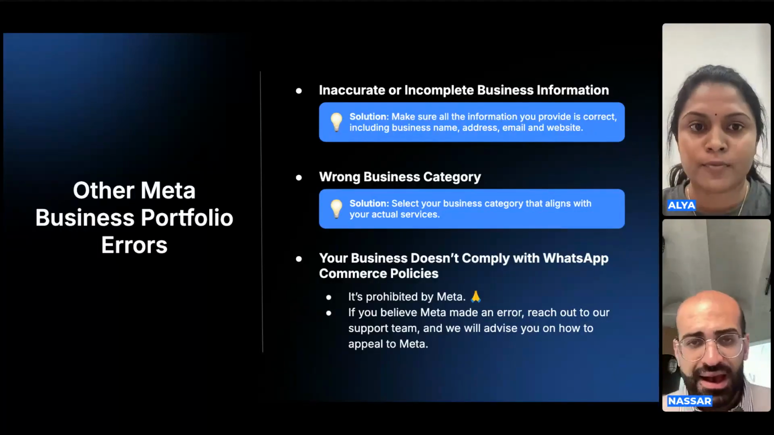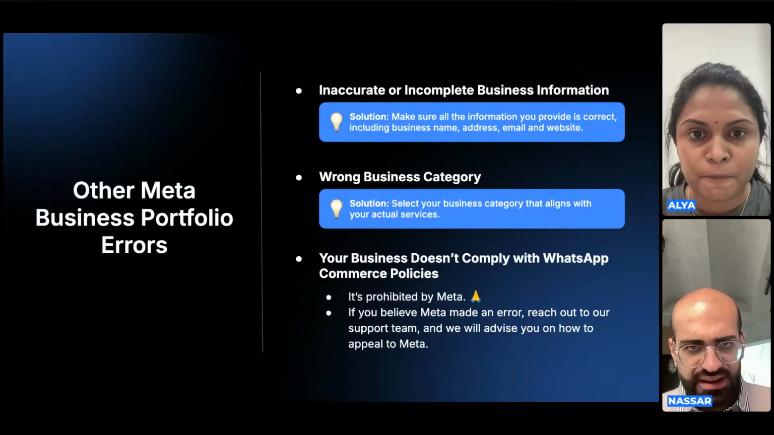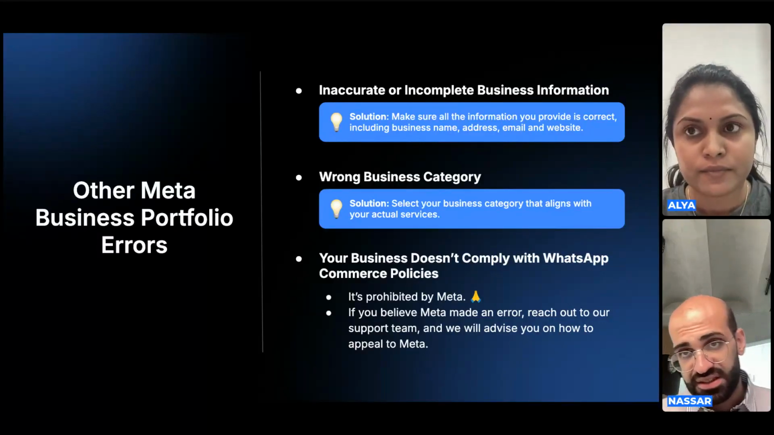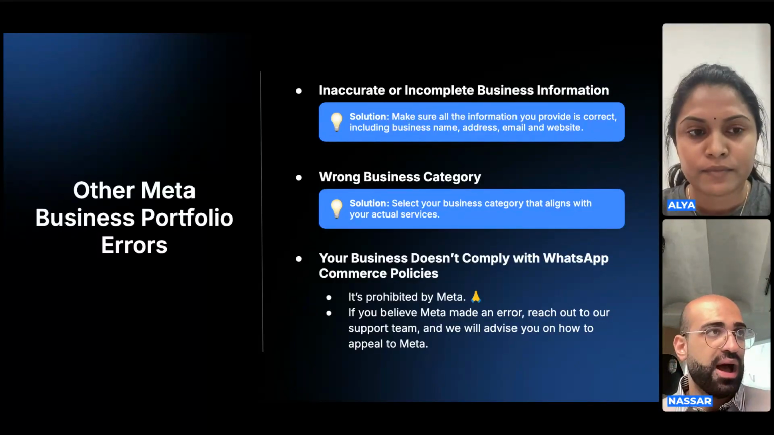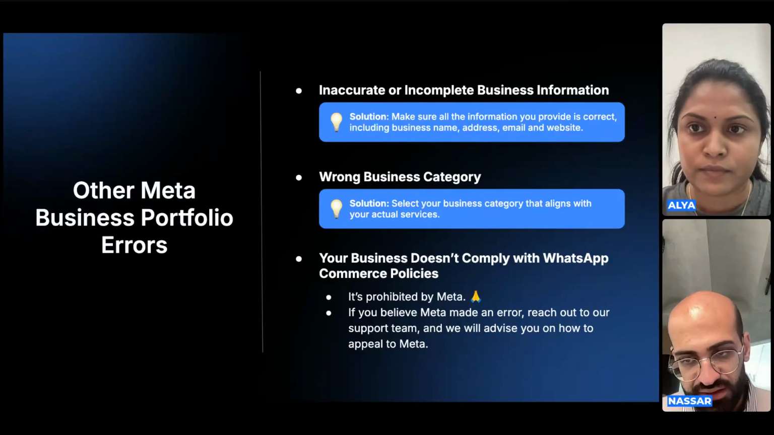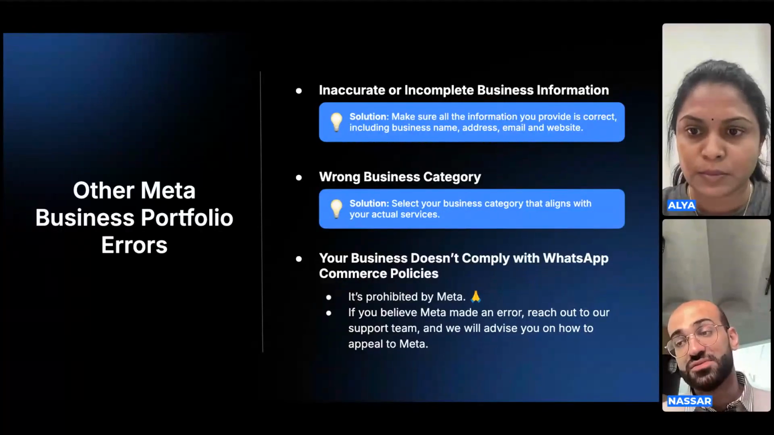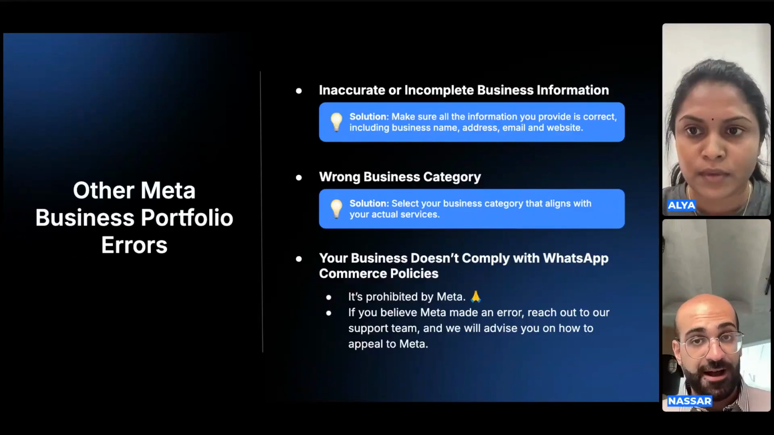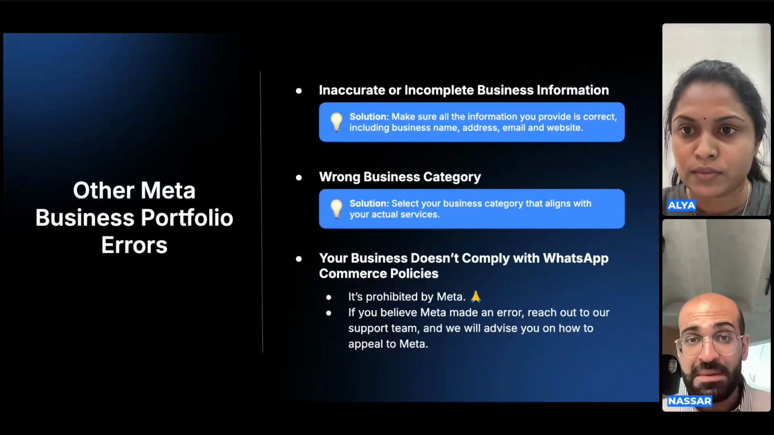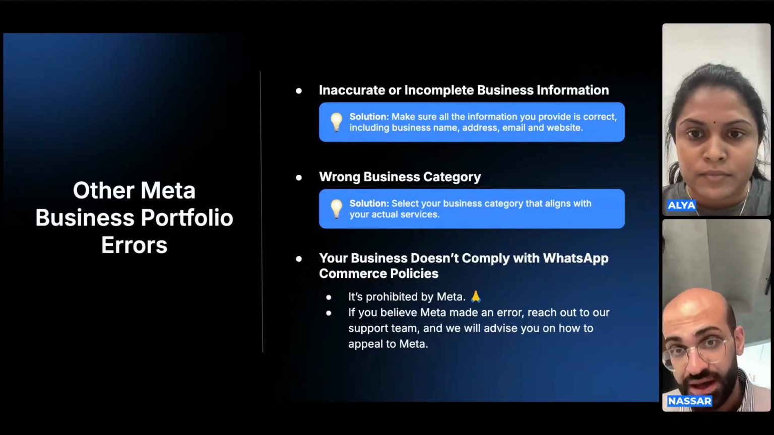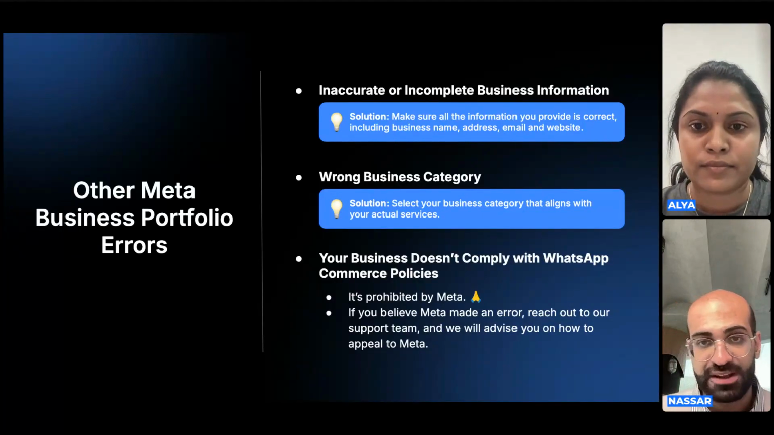And one more violation is if your business does not comply with WhatsApp commerce policies. There are some things you are able to sell or talk about or advertise using a WhatsApp business account, and there are some categories that are prohibited. So if Meta notices that you are advertising, discussing or selling prohibited commerce items using a WhatsApp business account, they might ban your account. And if you think they made a mistake, you can reach out to our support team, and we'll also help advise on how to appeal with Meta.